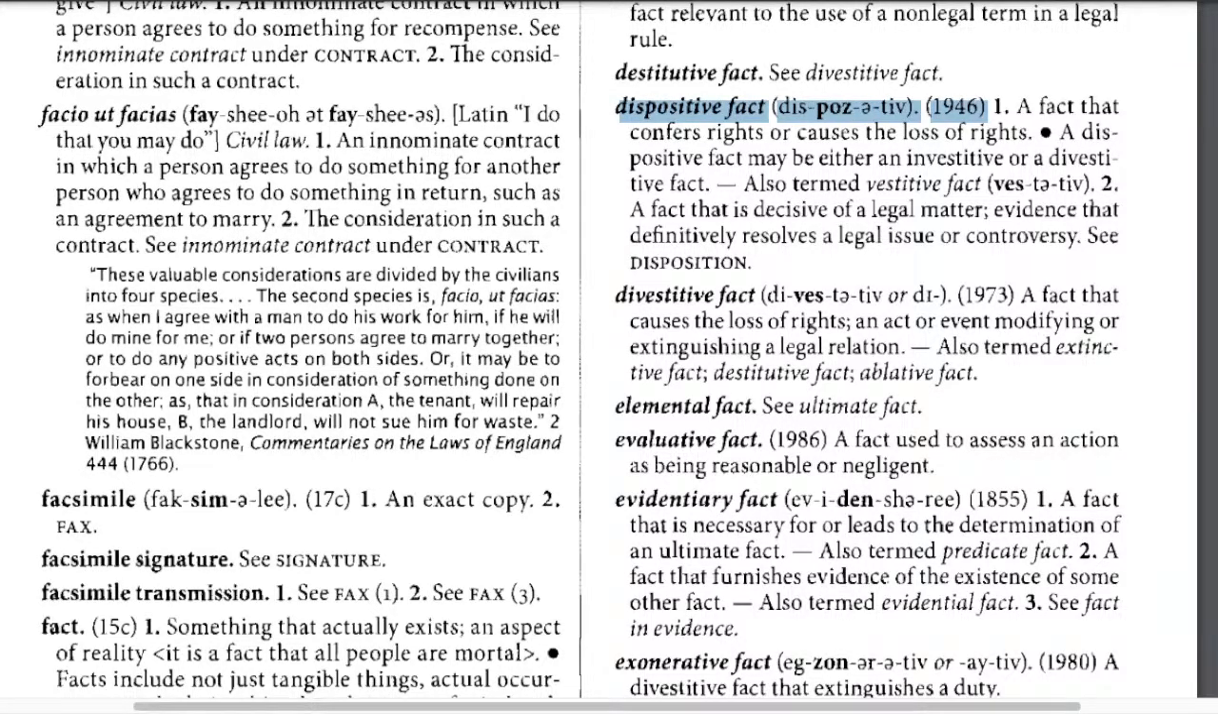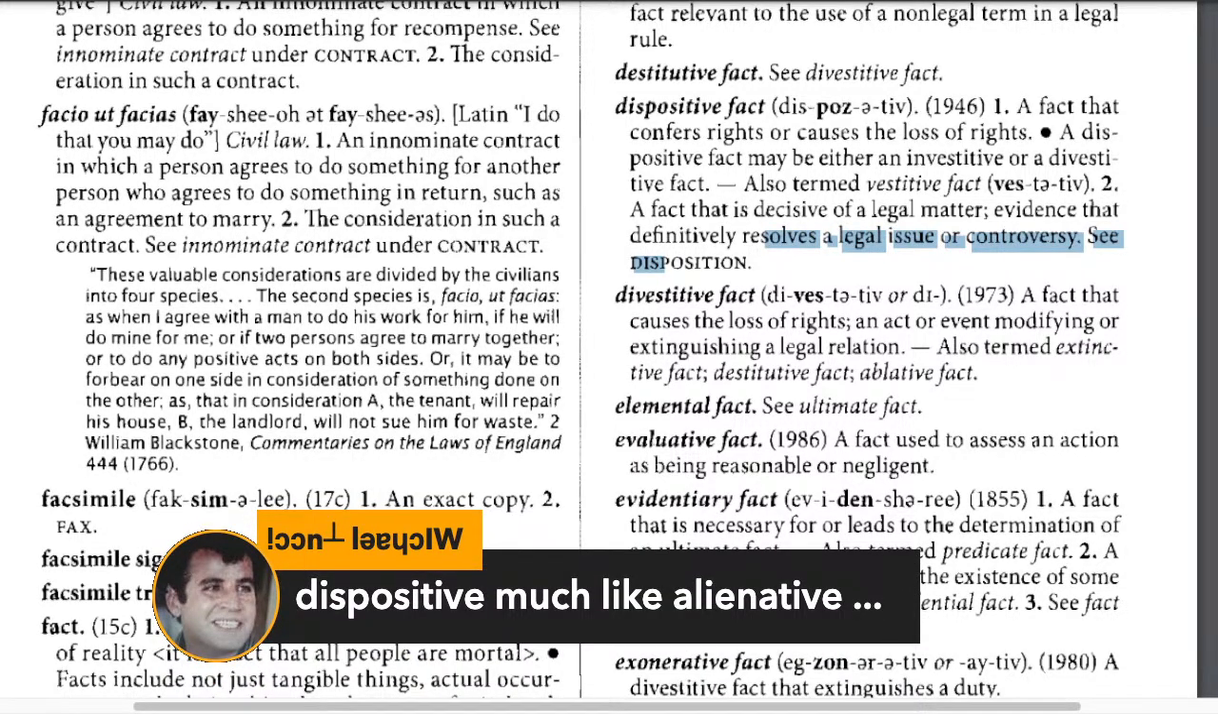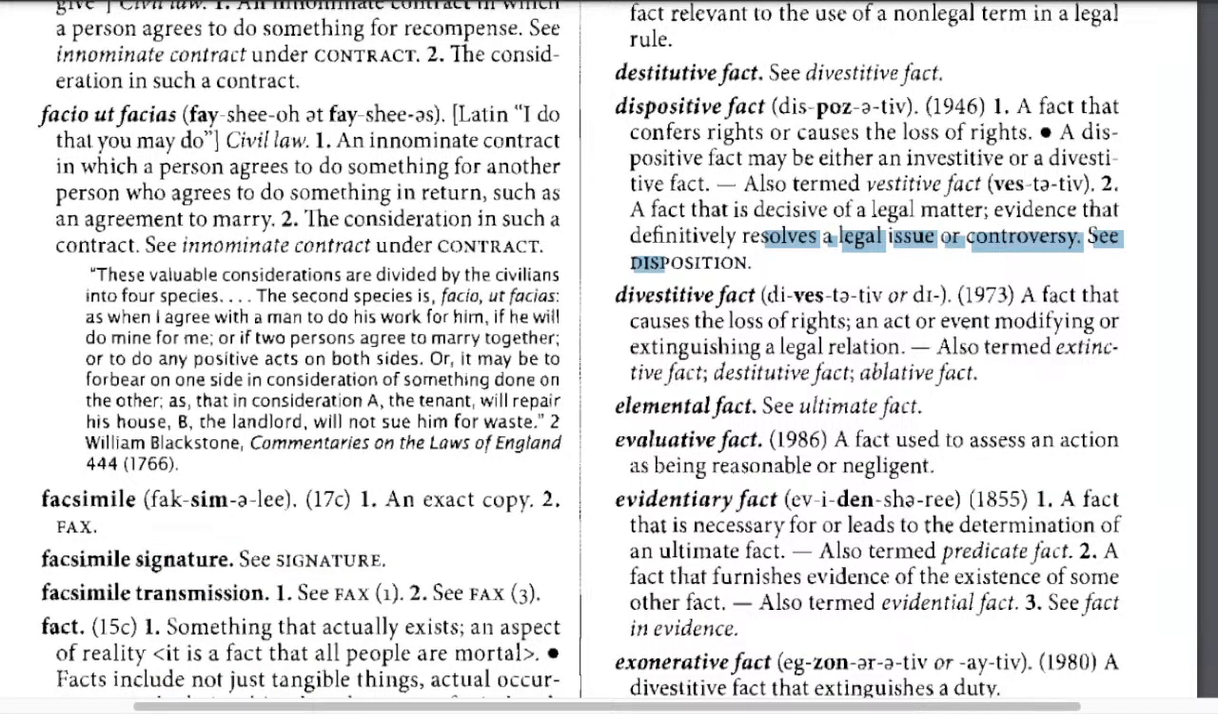Dispositive fact is a fact that confers rights or causes the loss of rights. A dispositive fact may be either an investitive or a divestitive fact, also termed vestitive fact. 2. A fact that is decisive of a legal matter, evidence that definitely resolves a legal issue or controversy. See disposition. Very interesting. Dispositive, disposition. Much like alienative, but not quite.